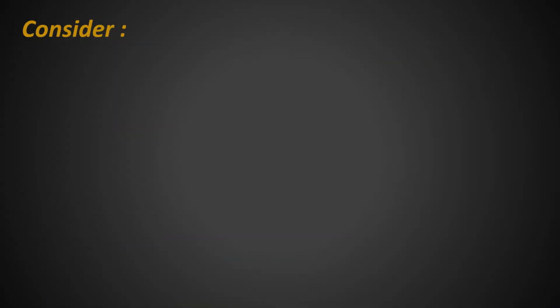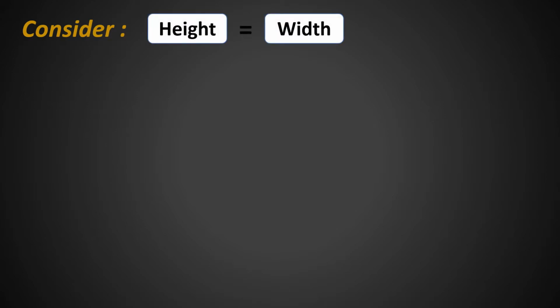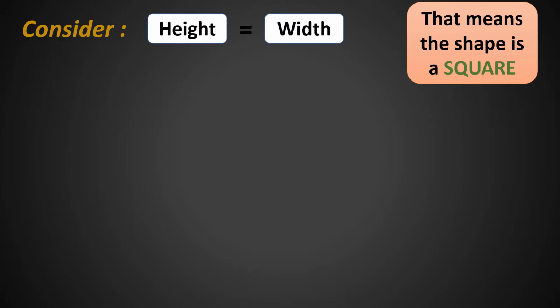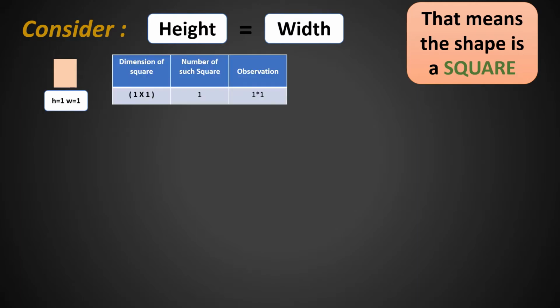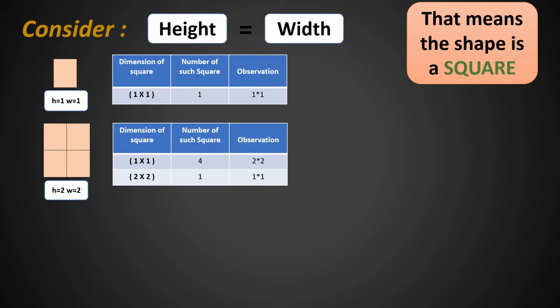To get to the solution, first consider this. Let height be equal to width. This means the shape is a square. First, when both height and width are equal to 1. This is the information. As we go, keep an eye on the observation column. Now, when height and width are 2. This is the observation. Notice the observation and number of such squares column.